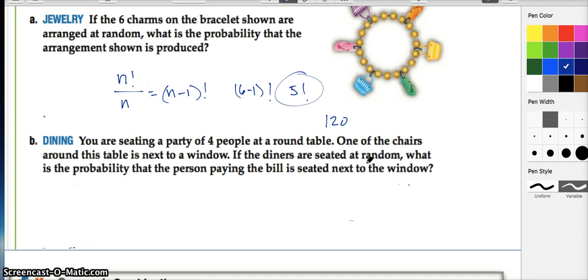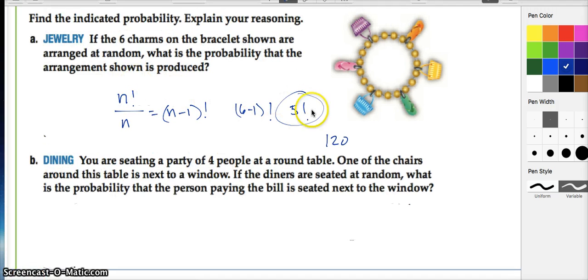You are seated at a party of 4 at a round table. One of the chairs around the table is next to a window. If the diners are seated at random, what is the probability that the person paying the bill is seated next to the window? So this isn't exactly a circular permutation, even though we're talking about a round table. Technically, this is pretty linear, and it basically works out to 1 out of 4. The reason why is because if you're randomly generating seats and people can randomly sit down and one seat is by the window, it's 1 out of 4 chance that that person paying the bill is there.